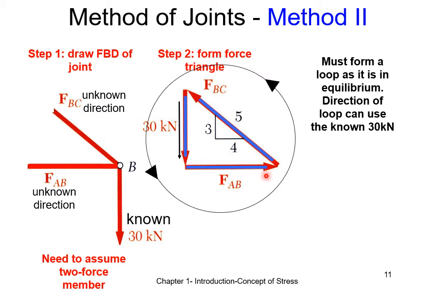After that, we can make use of the sine rule. A over sine theta A equals B over sine theta B equals C over sine theta C, to solve for the unknown forces, provided that the angles theta A, theta B, and theta C are known.